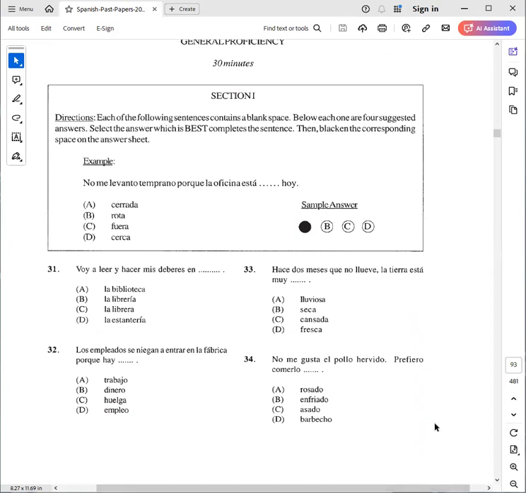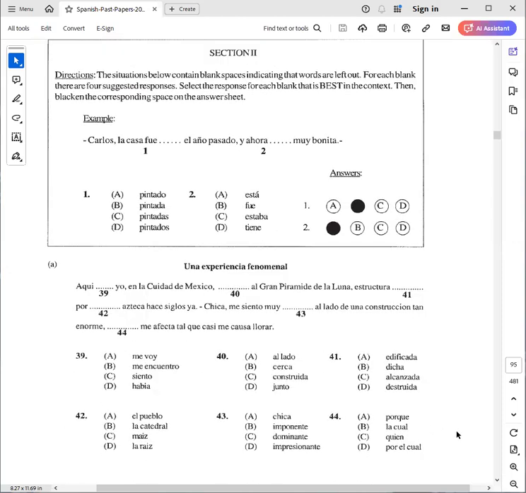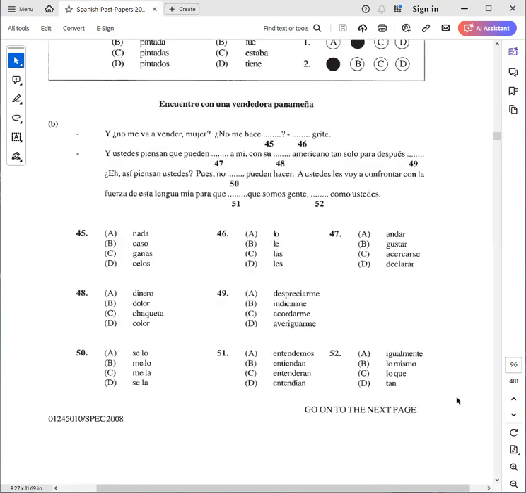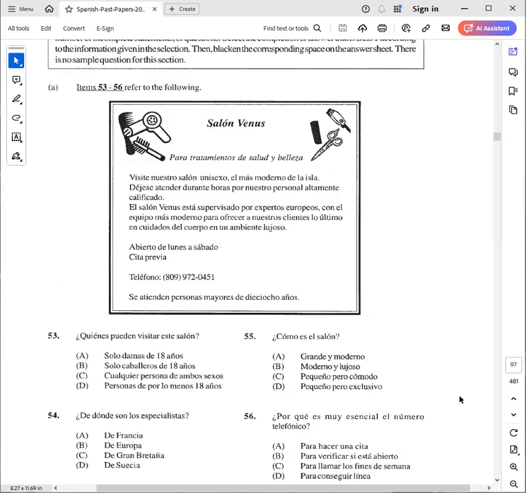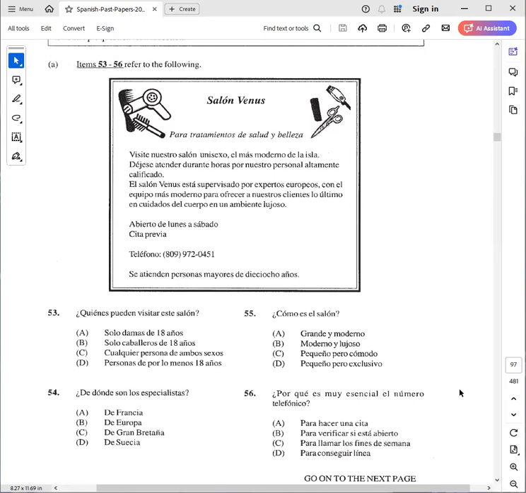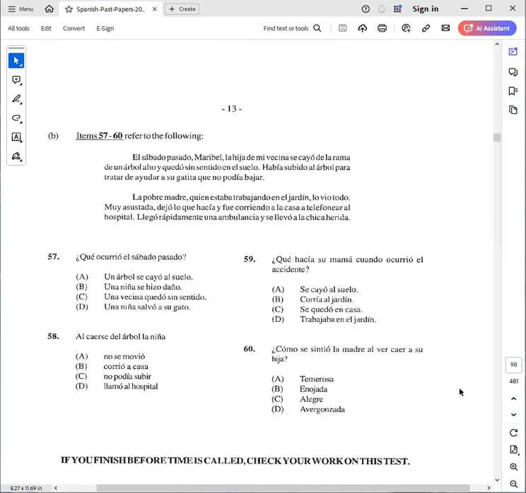So this is the first page. You can pause here. This is the second page. You can pause here and attempt the questions. The third page, you can pause here and attempt the questions. This is the fourth page. You can pause here and attempt the questions. And this is the final page. You can pause here and attempt the questions.